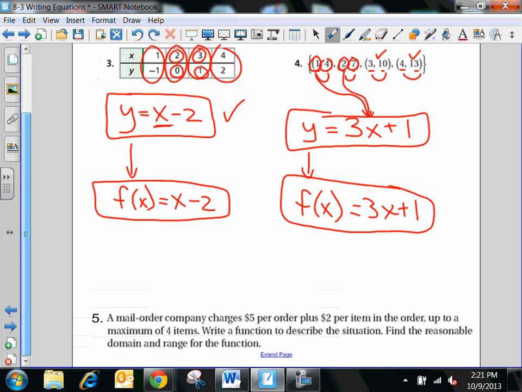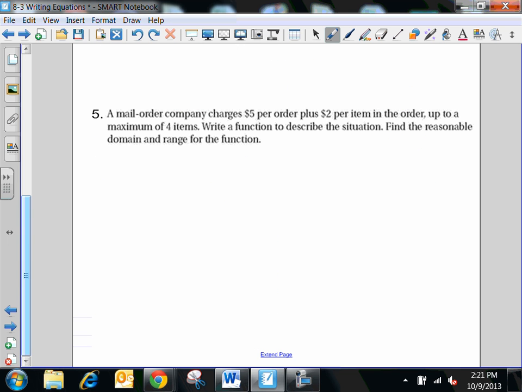Okay, last example is down at the bottom. It's hidden, and it's example 5. It says a mail order company charges $5 per order plus $2 per item in the order, up to a maximum of 4 items. Write a function to describe the situation. Find the reasonable domain and range for the function. Okay, so quickly, I just want to point out that it says $5 per order plus $2 per item. Okay, now we're only making one order, so I can really scratch out this per order part right there and just say charges $5 plus $2 per item, and it says a maximum of 4 items.